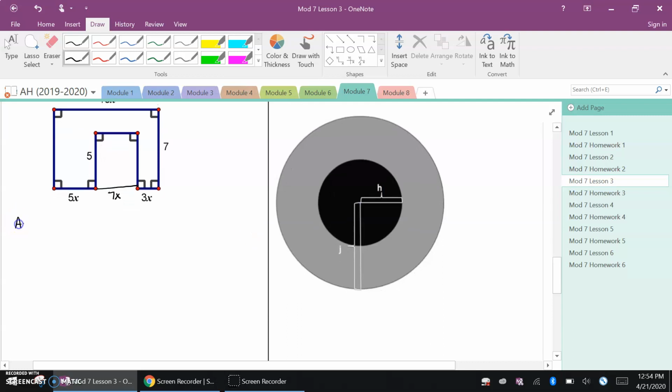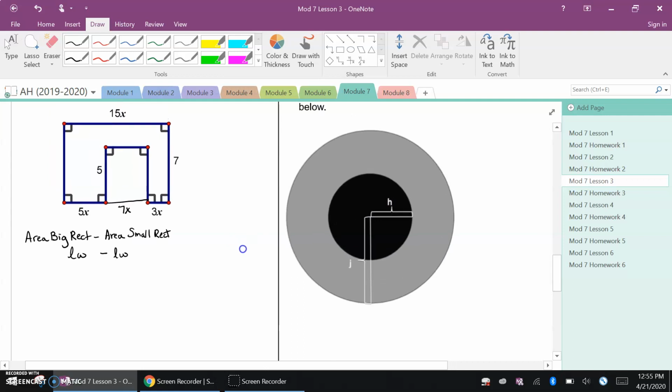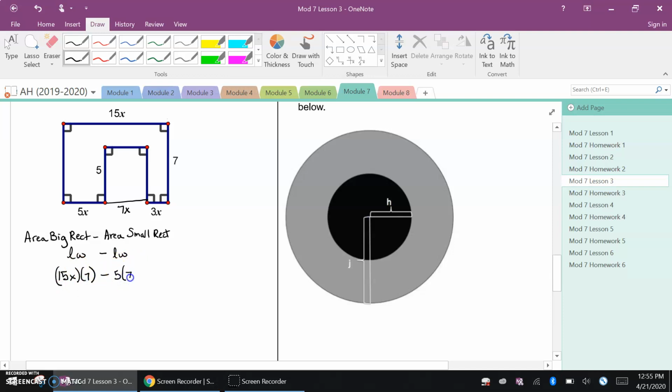So for the area, we've got the area of the larger rectangle. And we're going to subtract out the area of the smaller rectangle. So our formula would be length times width, and we're going to subtract out length times width. So for the big rectangle, we have 15x multiplied by 7. And then on the inside, we have 5 times 7x. And now we're going to go ahead and put that into our calculator.